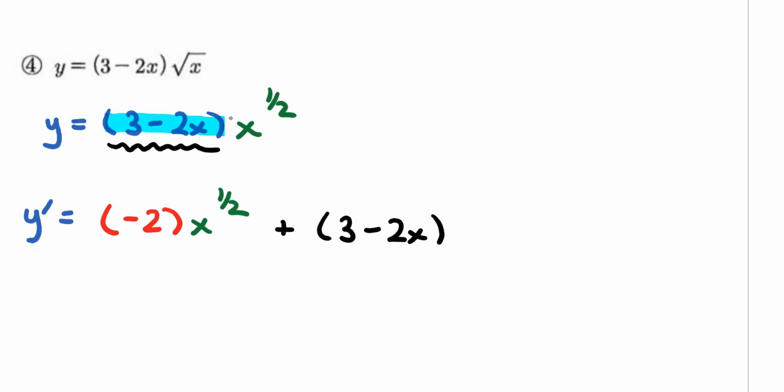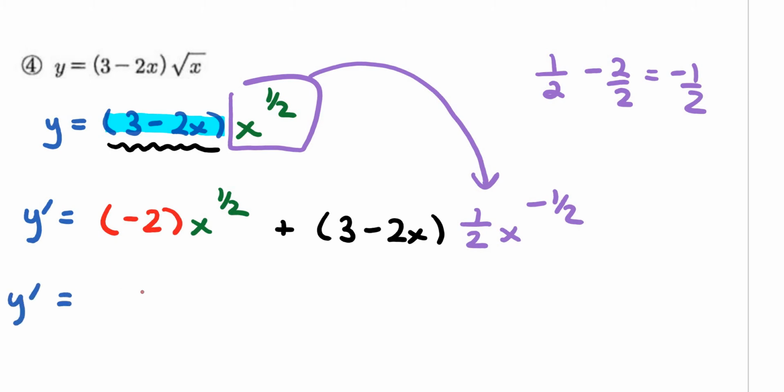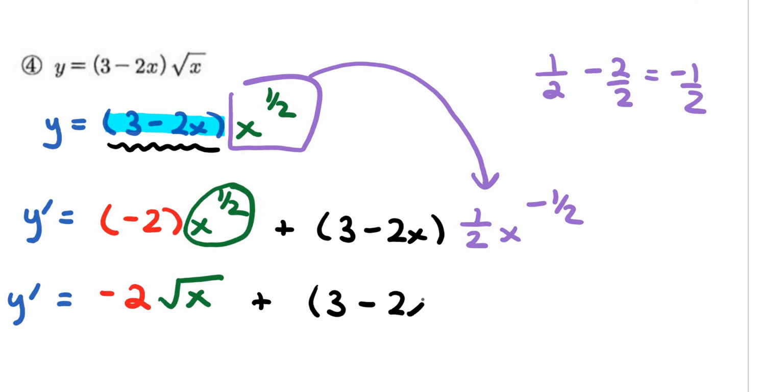And then finally, let's take the derivative of this second term, and just like the previous problem, the 1/2 would come in front, and then x, and this will be the power of negative 1/2, right? So it's the same thing as 1/2 minus 2 over 2, which is 1/2 minus 1 essentially, and this will be negative 1/2. Okay, and then from there, let's just go ahead and clean this up. So it'll be y prime equals negative 2, and then this will be root x. So x to the power of 1/2 is going to be root x, and then plus 3 minus 2x.